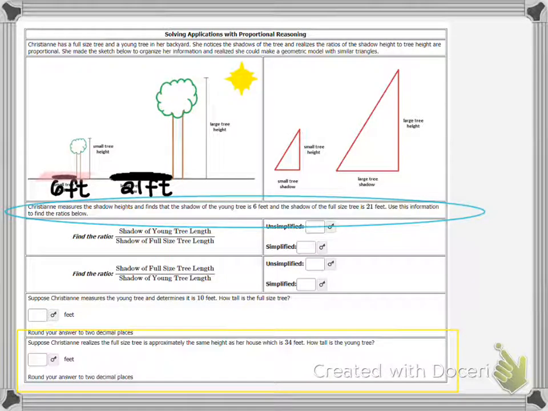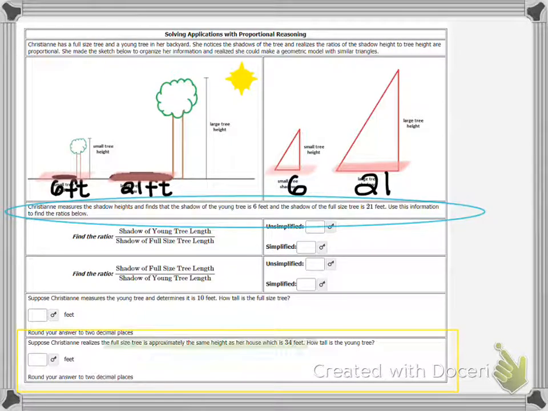So the small tree shadow, I'm going to highlight in pink. That is going to match up with the base of the smaller triangle. So I can also label that 6. And then the 21-foot shadow is also highlighted in pink, and that matches up with the large tree shadow, which is the bottom of the larger triangle. So that gets 21. All right, so that is going to help us set our proportion to solve this problem.